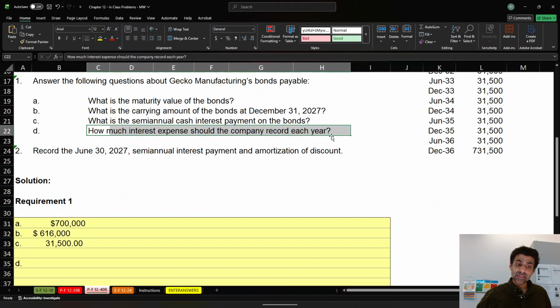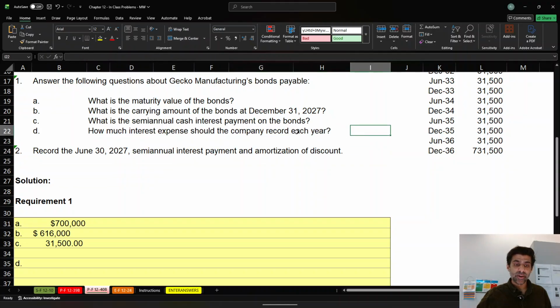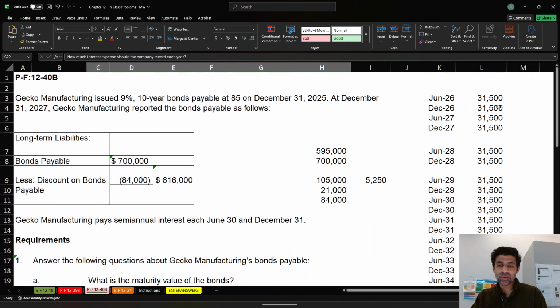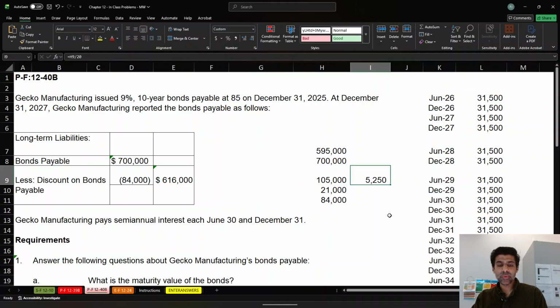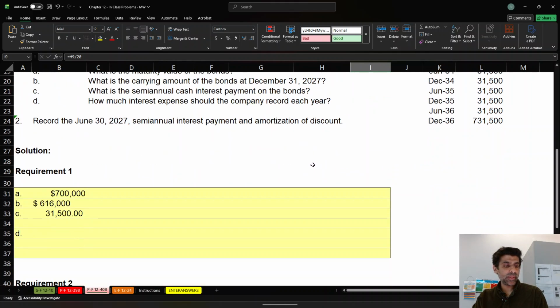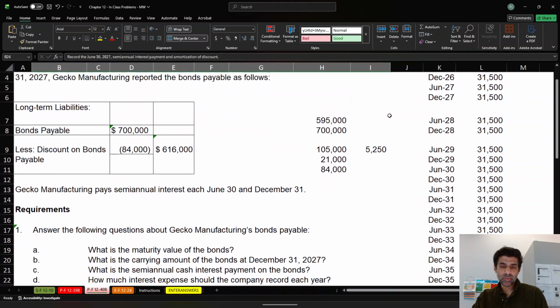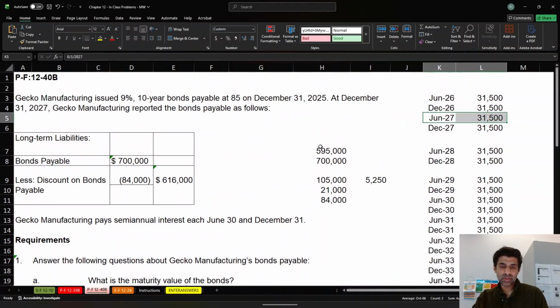How much interest expense should the company record each year? Okay, so we've now figured out how much the semi-annual cash amount is, and we see what the semi-annual amortization is. It might be easier first to do this one. Let's do this June 30th, 2027 semi-annual interest payment. It's 31,500, just like all of them. We know how much cash is going out.